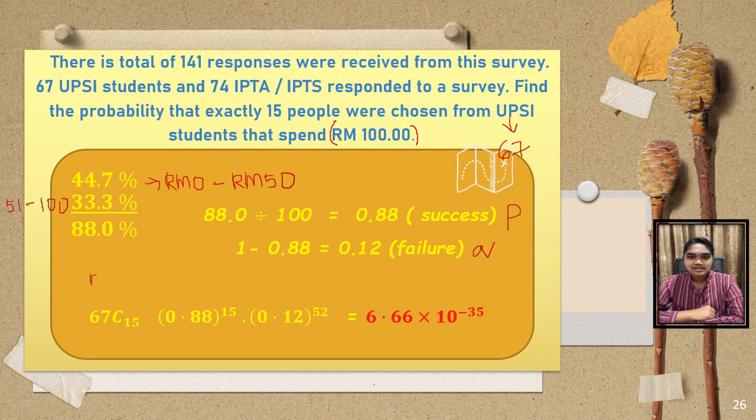We all know the formula is nCr times p to the power r times q to the power n minus r. The n is 67 students, the r is 15, p is 0.88, and q is the failure, 0.12, and n minus r is 67 minus 15, which gives 52. So we get the answer 6.66 times 10 to the power negative 35.